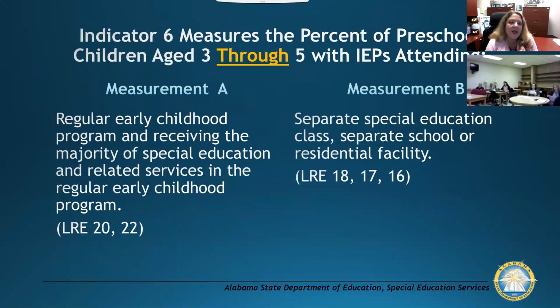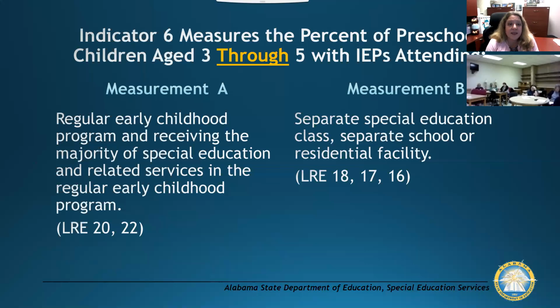That's why we do what we do. And plus there's a huge body of research that supports the efficacy of providing services with typical peers in language, special education, typical services, all of those areas for preschool students. So go back to indicator 6.